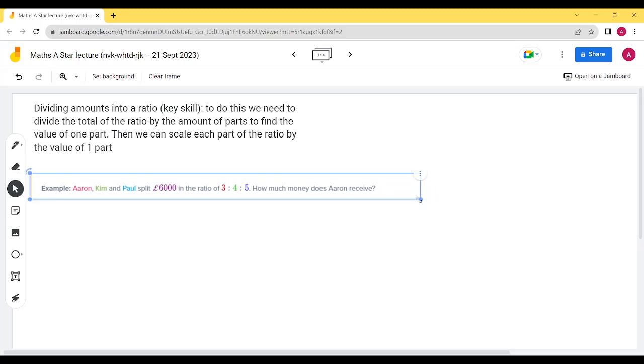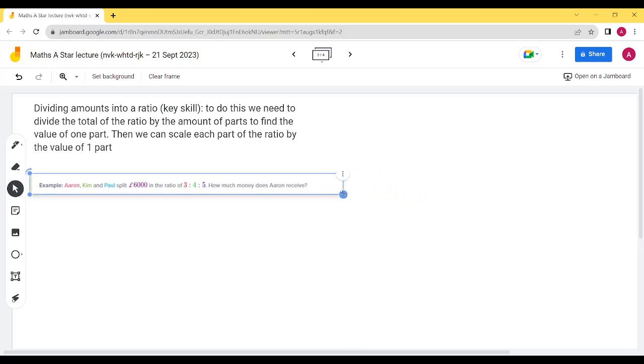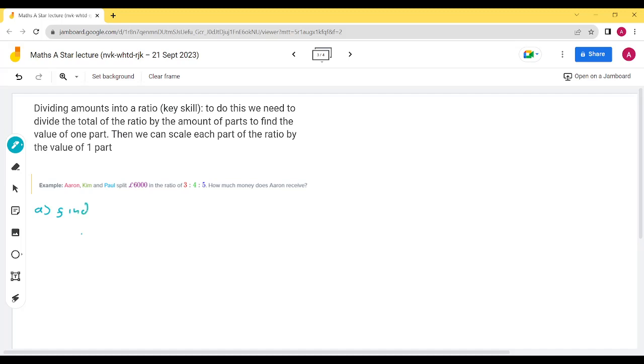Okay, so we've got Aaron, Kim and Paul split £6,000 in the ratio of 3-4-5, and we need to work out how much money Aaron received. First of all, we want to find the total parts. To do that, we can do 3 plus 4 plus 5 equals 12.